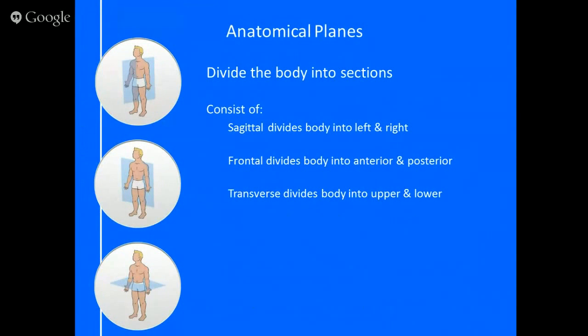So let's have a look at anatomical planes to start off with. Now, there are three anatomical planes in the body, and really they divide the body into sections and they help us analyze the movement that we're doing. So we've got these three, and they're called sagittal, frontal, and transverse.